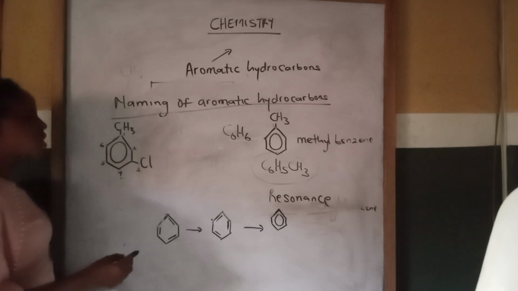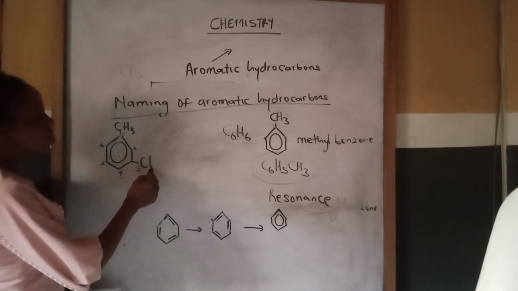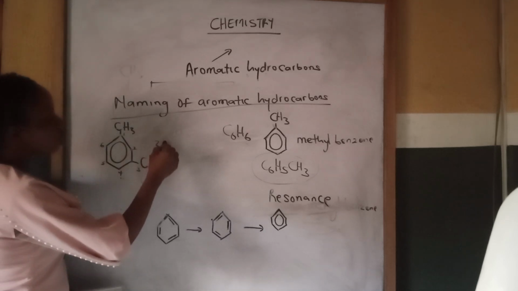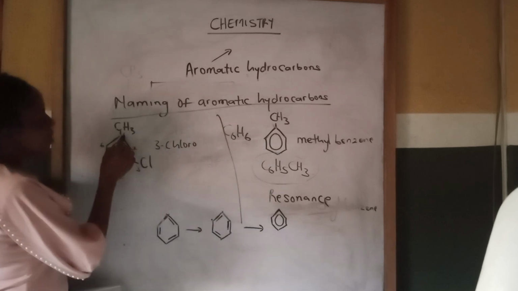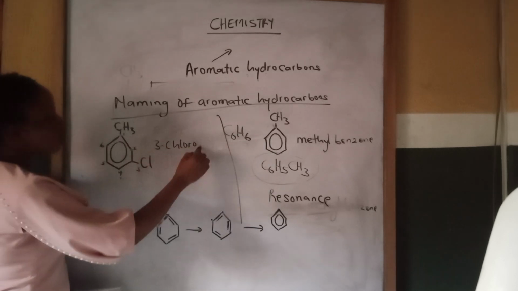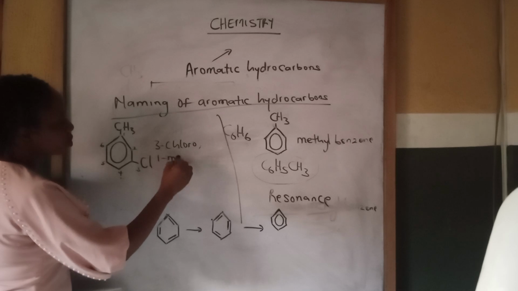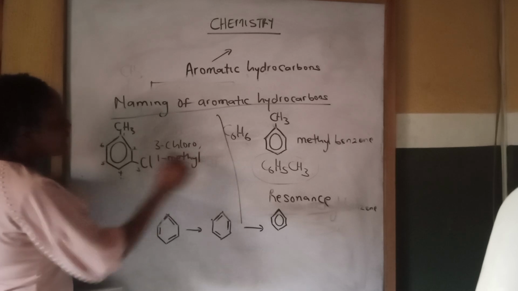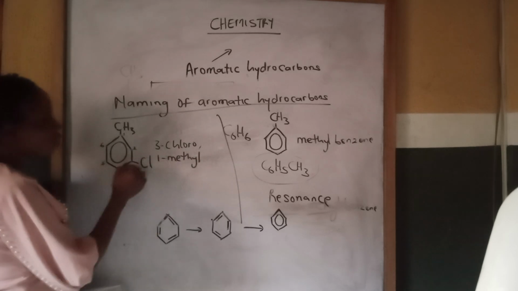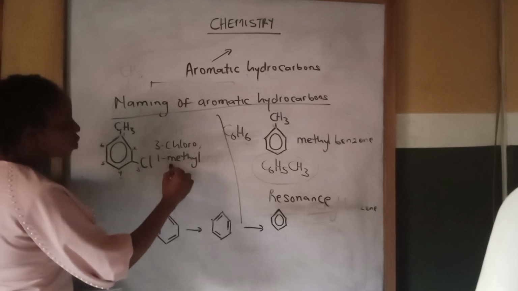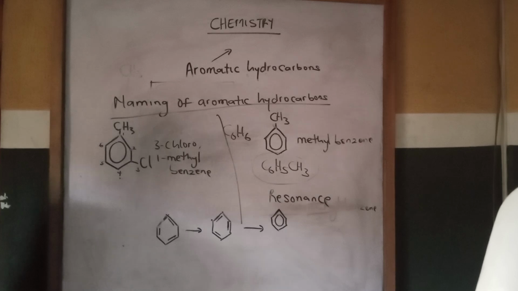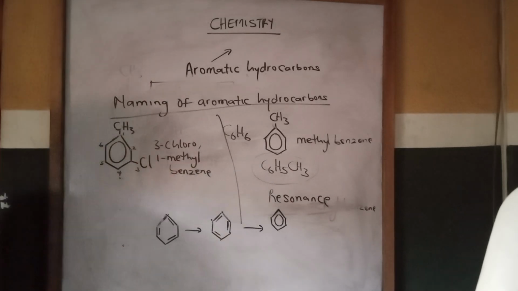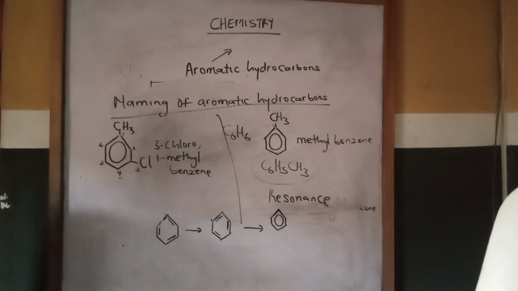And in naming of organic compounds, chlorine will sound as chloro. So you call it 3-chloro. Then the methyl is on the first carbon atom, so you call it 1-methyl. Then your root hydrocarbon is the structure of benzene. So the name of this structure is 3-chloro-1-methylbenzene.